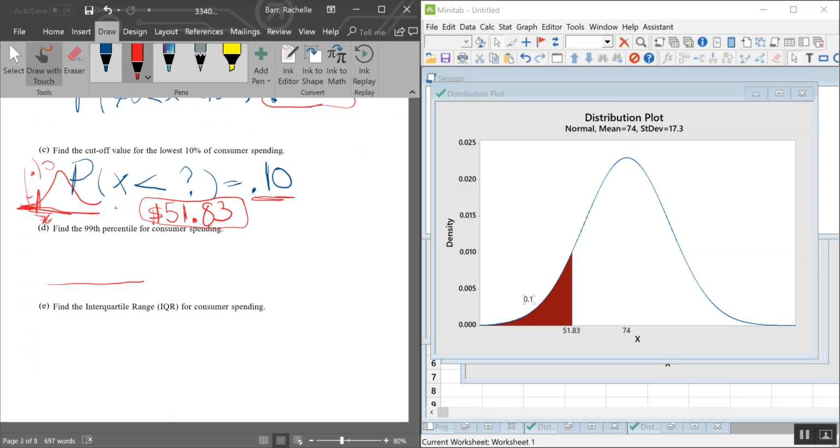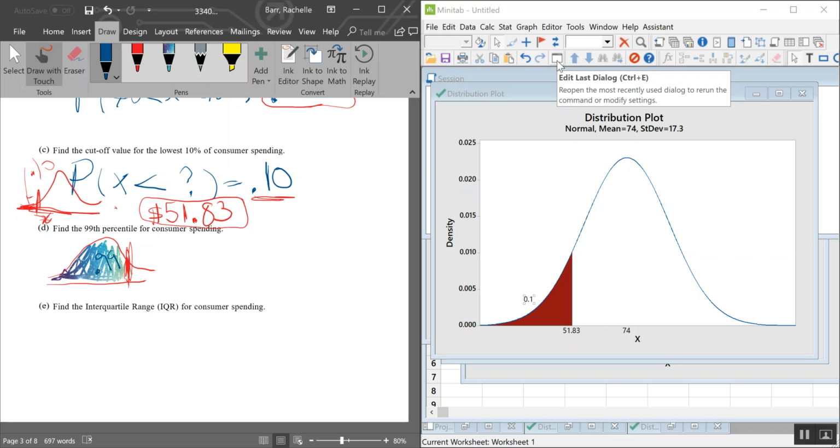The 99th percentile for consumer spending. Here the 99th percentile means I want to figure out which people fall at the value so that the area below is 99%, which we're going to call 0.99. So this is going to be a left tail again. When you see percentiles, they're always in terms of who you scored better than. So 99% of people scored below you. That makes you in the 99th percentile, in case you've ever taken a standardized test.